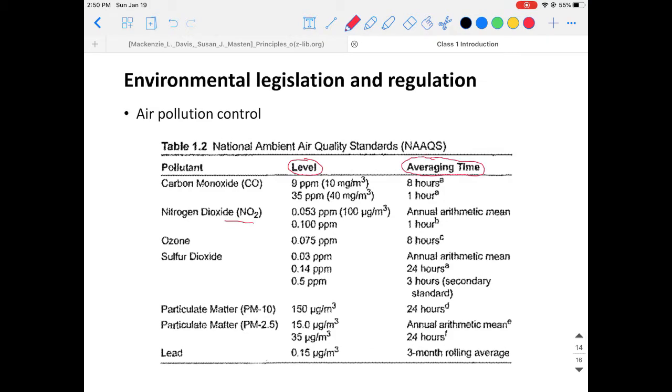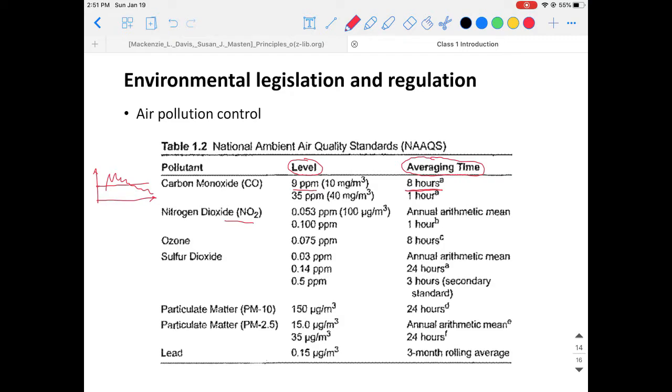For example, the way we measure the air quality is to set up our instrument and let it sit outside, for example, over a course of 8 hours. It's going to measure the concentration of carbon monoxide, and it might have different patterns. But as long as the average concentration is below 9 ppm, which is also 10 milligrams per cubic meter, then we will say that the air quality meets the standard.